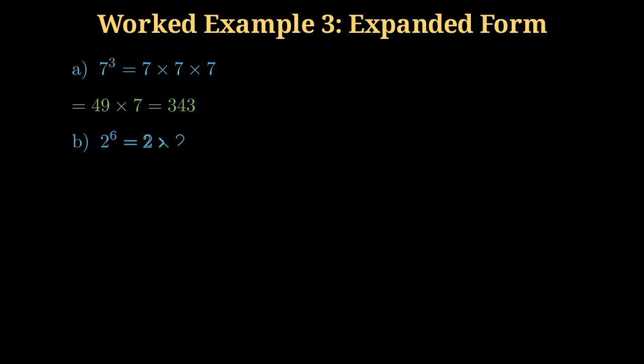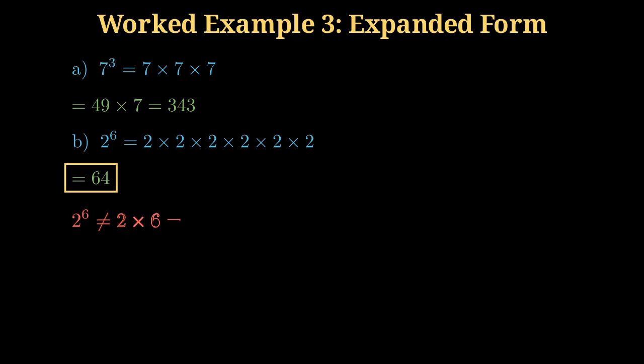B. 2 to the power 6, index 6, so exactly 6 2s multiplied together. Double your way up, 2, 4, 8, 16, 32, 64. Box that, 64. Not 2 times 6, that mistake gives 12, nowhere near the real value. The index is a counter, never a multiplier.